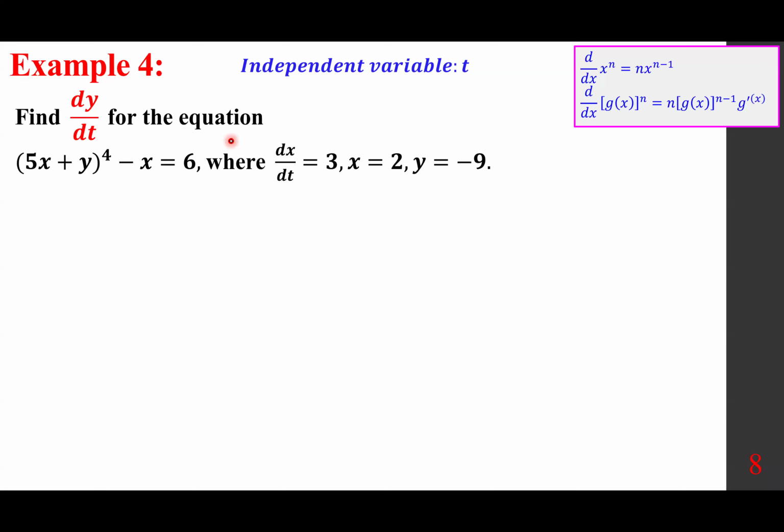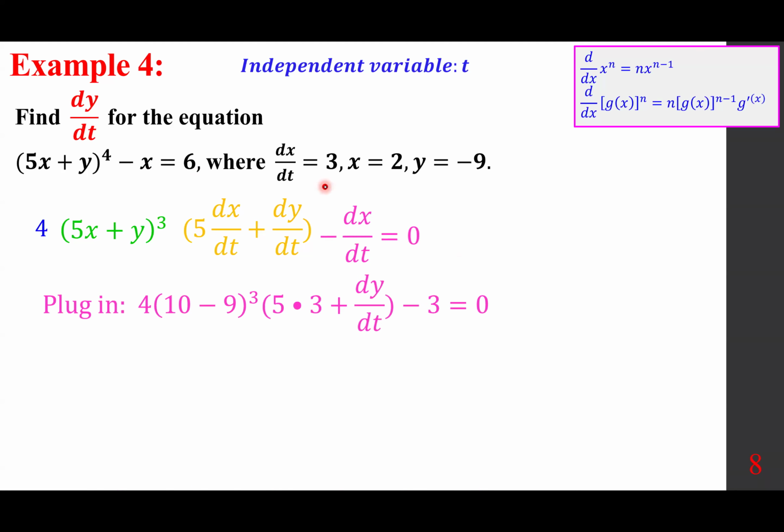Find dy/dt for the equation (5x plus y) to the power of 4 minus x equals 6. Well, 4 times (5x plus y) cubed times the derivative of the inside. dy/dt indicates that t is the independent variable. So 5x, the derivative is 5 dx/dt, y is dy/dt, and minus x is minus dx/dt. Any number's derivative results in 0. We can solve for dy/dt, but there is no reason, just plug in for this.